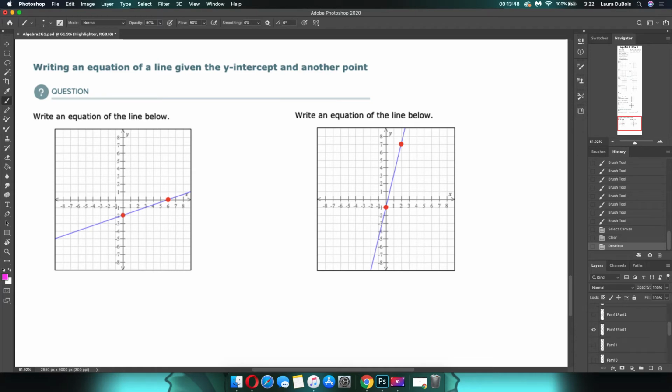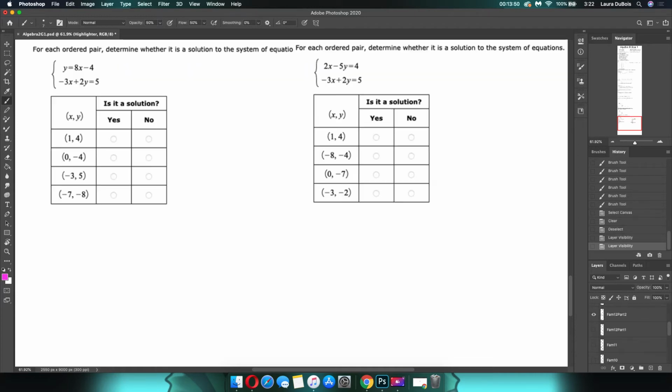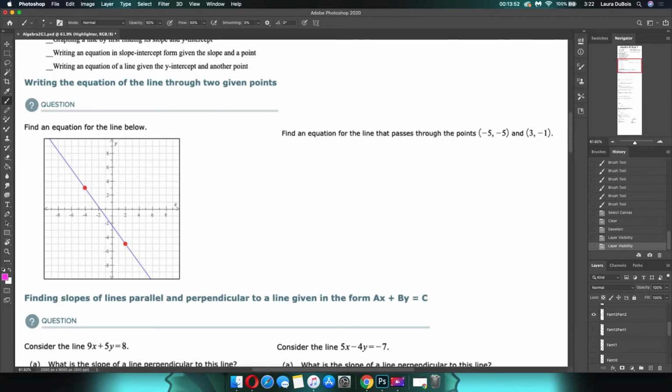So now let's turn off these topics and open up a new set. All right, so find the equation of the line below, and this is where things start to get tricky, because you'll notice there's the y-intercept, but that's not a nice, round, easy number to find. Goodness, golly gee, no. So this is one where your y-intercept is actually a fraction. Dun, dun, dun! The horror, the horror.